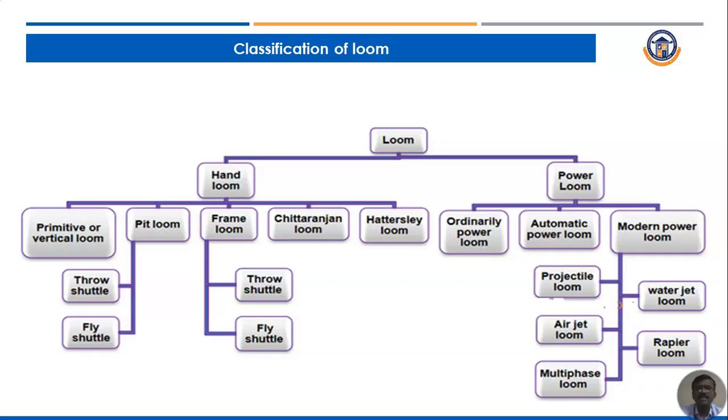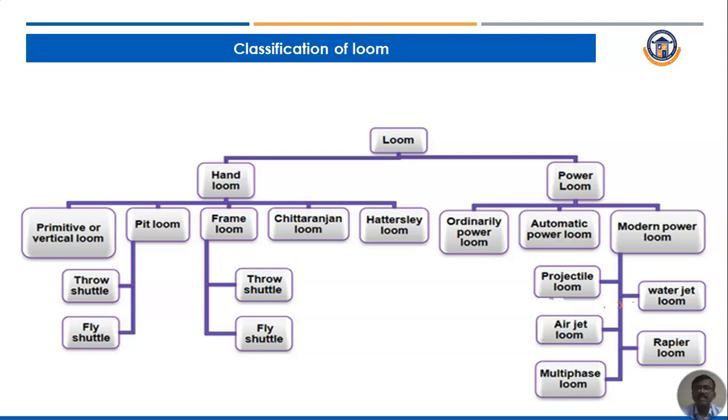Next, in the case of power looms, the power of electricity is necessary for running the weaving machine. It is classified into three different categories: ordinary power loom, automatic power loom, and modern power looms. Modern power looms are again classified into five categories. One is the projectile loom, next is the jet loom. Jet looms are again classified into two categories: water jet and air jet. The next mechanism is the rapier mechanism, and the other type is the multi-phase weaving machine.